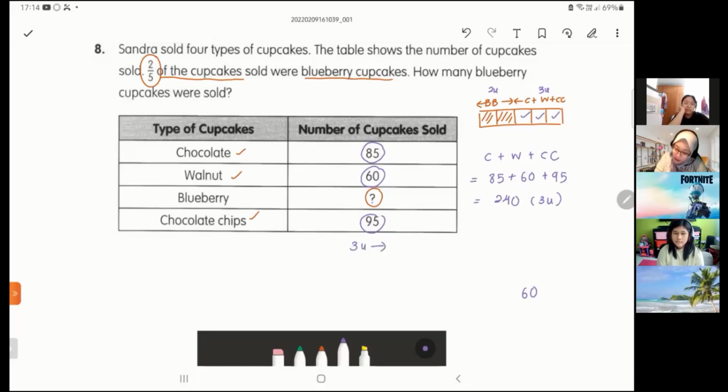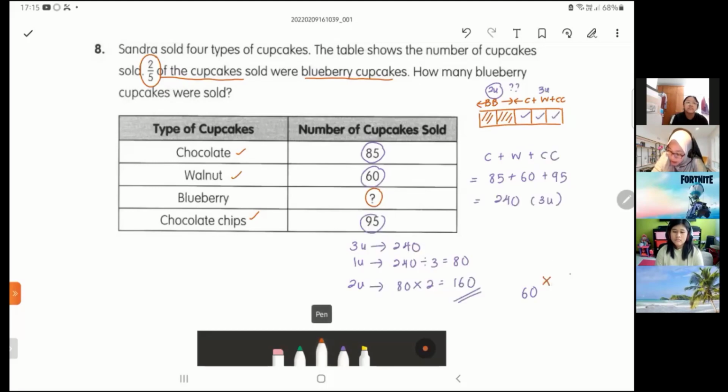I'm going to write down here: 3 units is 240. Let's find 1 unit first. 240 divided by 3, I get 80. Do I want to find 1 unit? I want blueberry. So how many units do I need? 2 units, right? So 2 units will be 80 times 2 equals 160. This is my answer. Answer is 160. Okay.